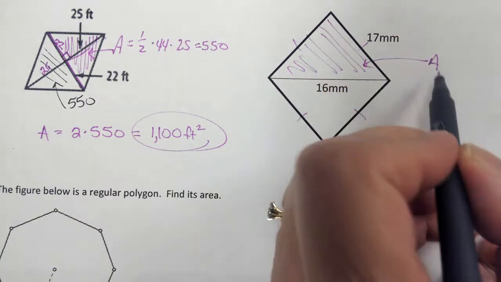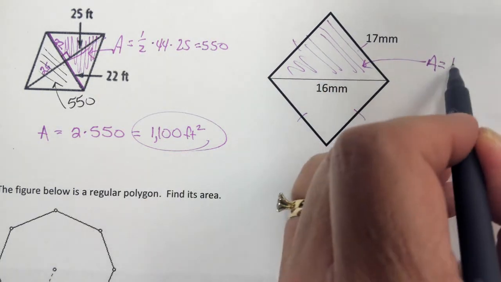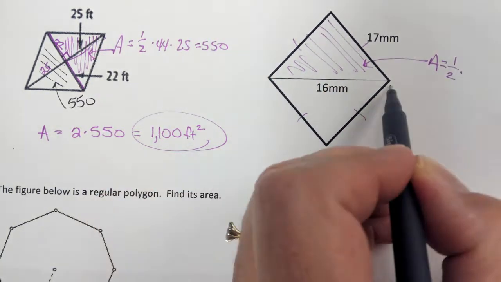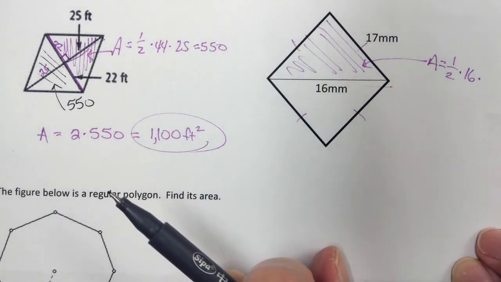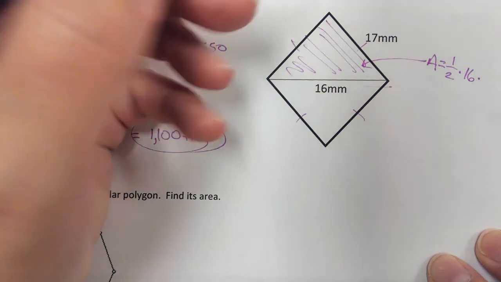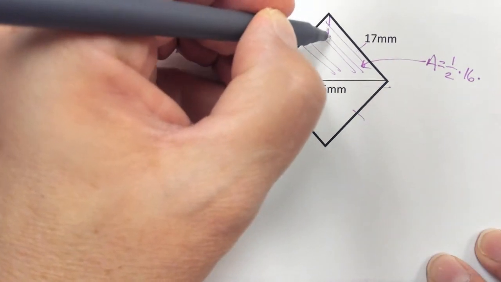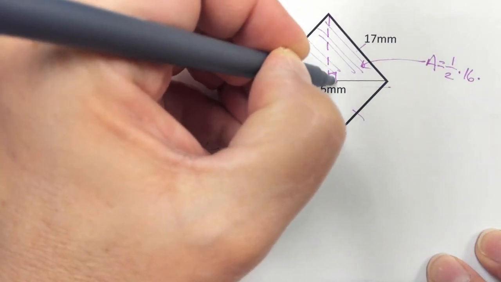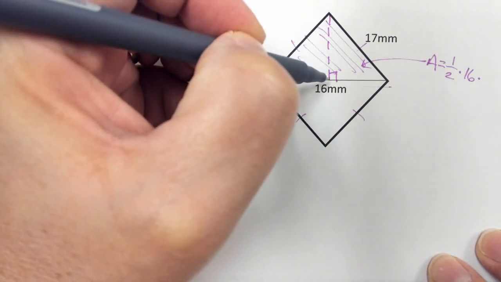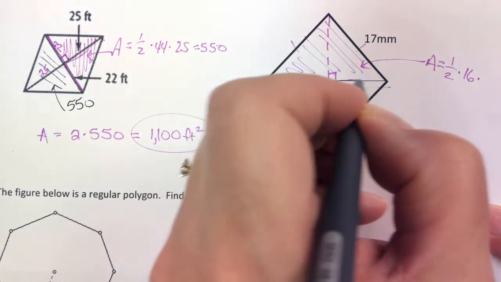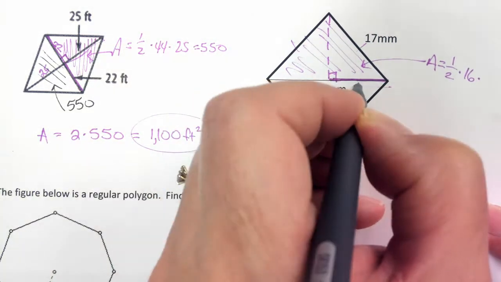So area equals half times base of 16 times height. Now, I don't know the height. It didn't tell me. So let me draw that in and see if I can figure it out. Okay, the height is going to divide that triangle in half exactly, which means I have a half of the diagonal here at the bottom that's 8.